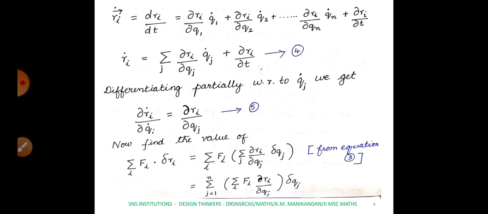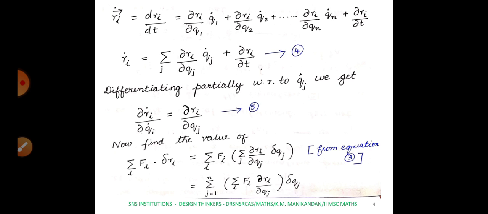Now you differentiate Ri dot partially with respect to qj dot. We get dou Ri dot by dou qj dot equal to, so we are differentiating only the qj term, so other terms become constant, they become 0. So therefore you will get only one term, dou Ri by dou qj into, when qj dot is partially differentiated with respect to qj dot, it will become 1.